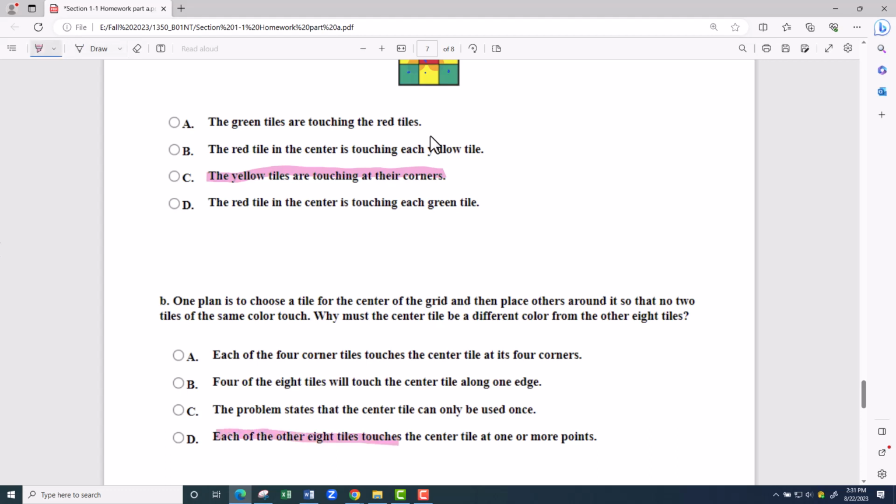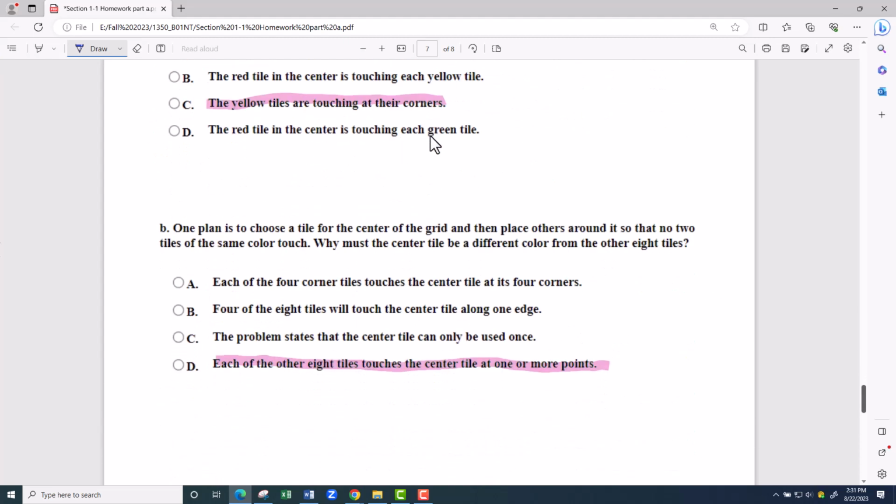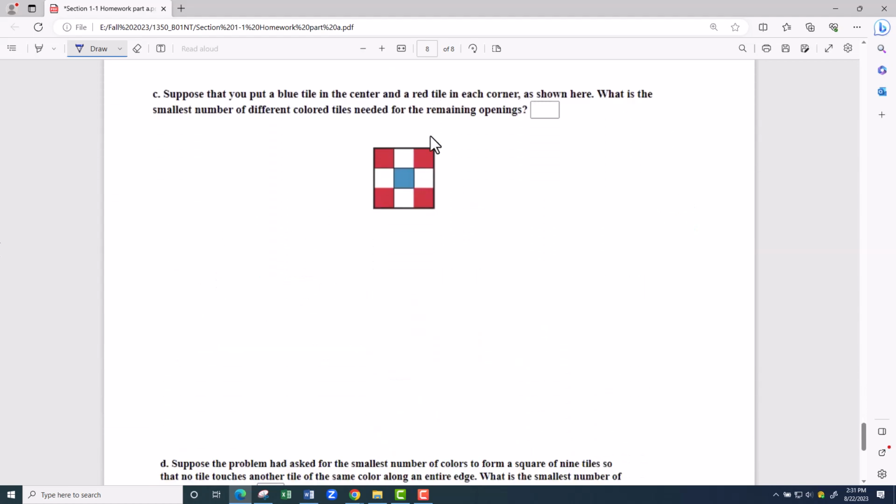Each of the other 8 tiles touches the center tile at one or more points, because the corner tiles touch at those points here, and then these other 4 touch along these sides. Suppose that you put a blue tile in the center and a red tile in each of the corners, like shown here. What is the smallest number of different colored tiles needed for the remaining openings?